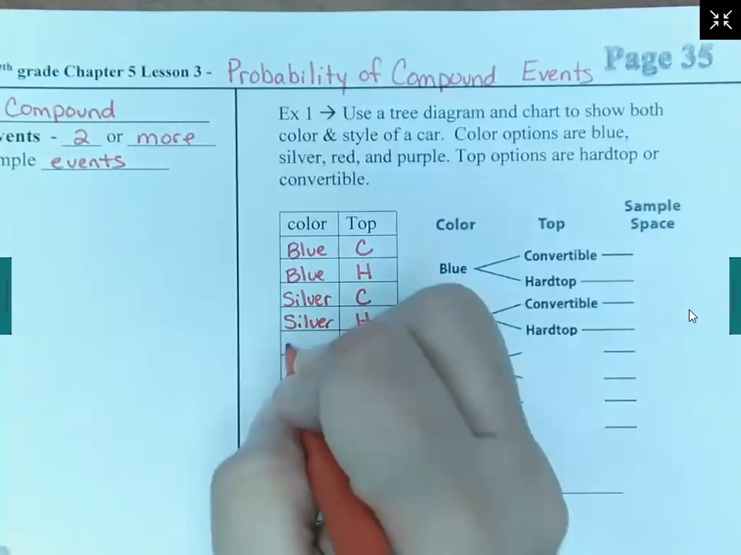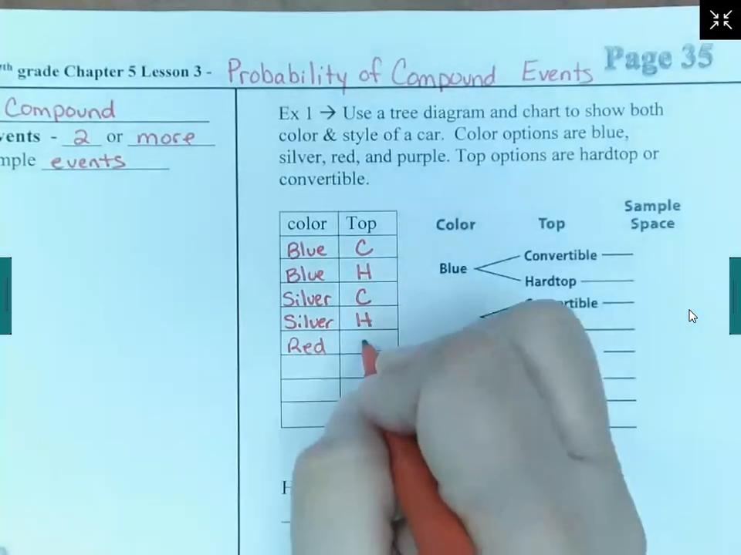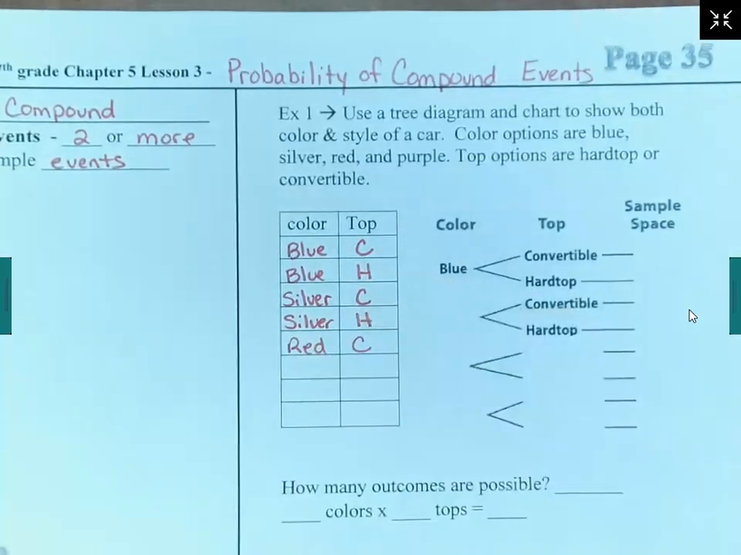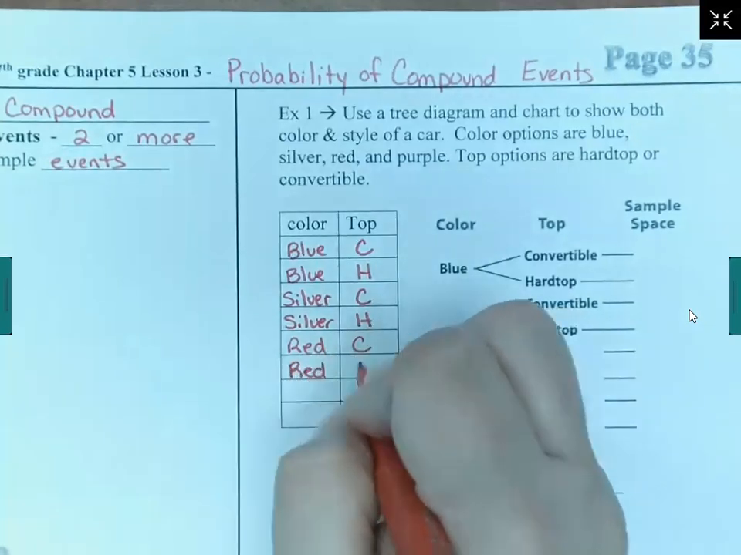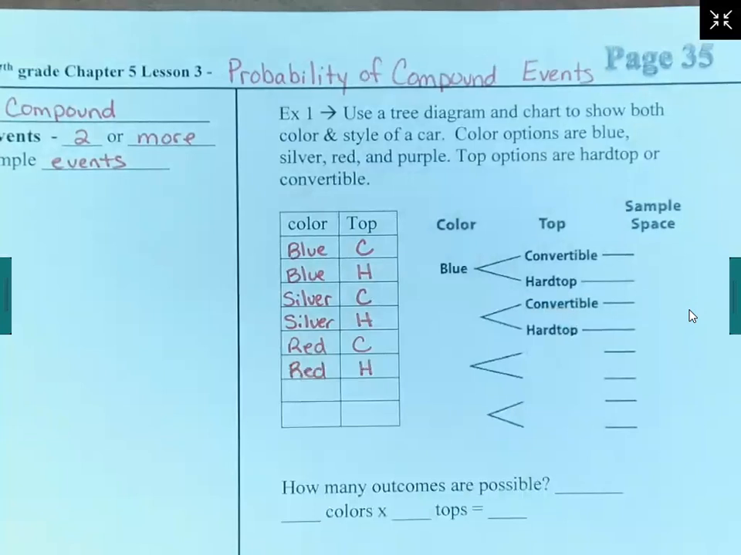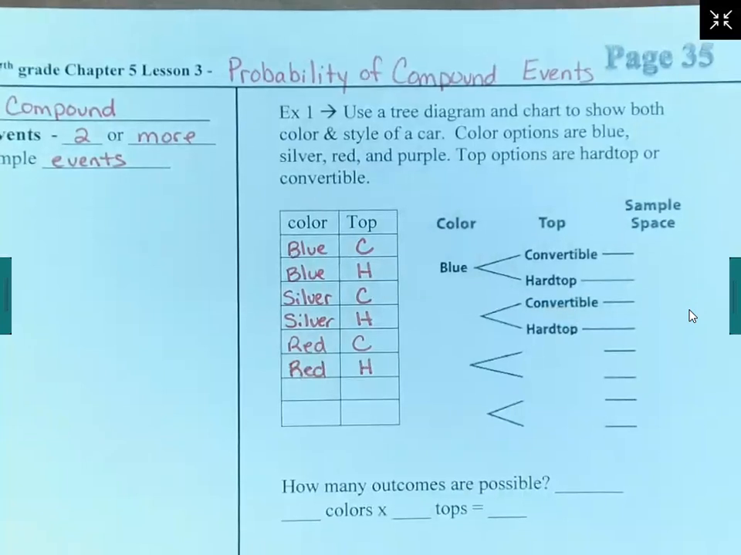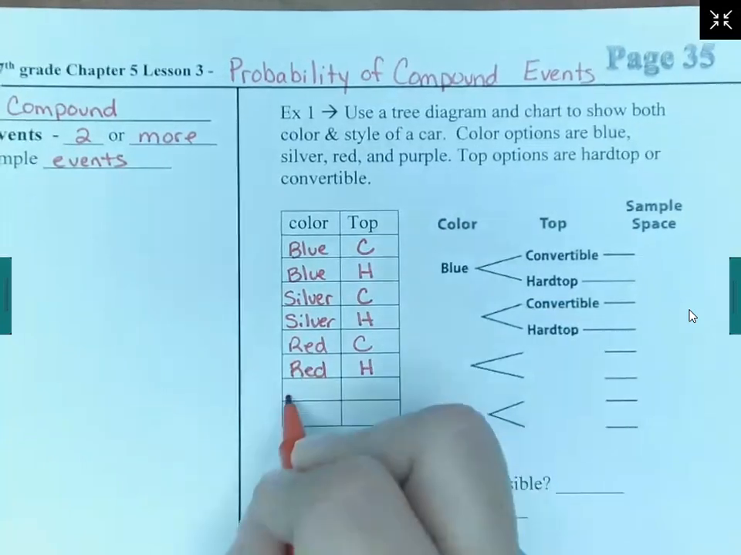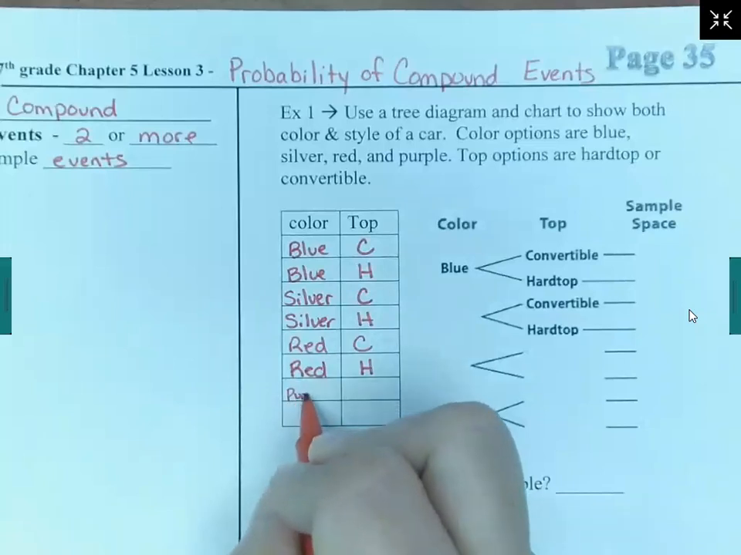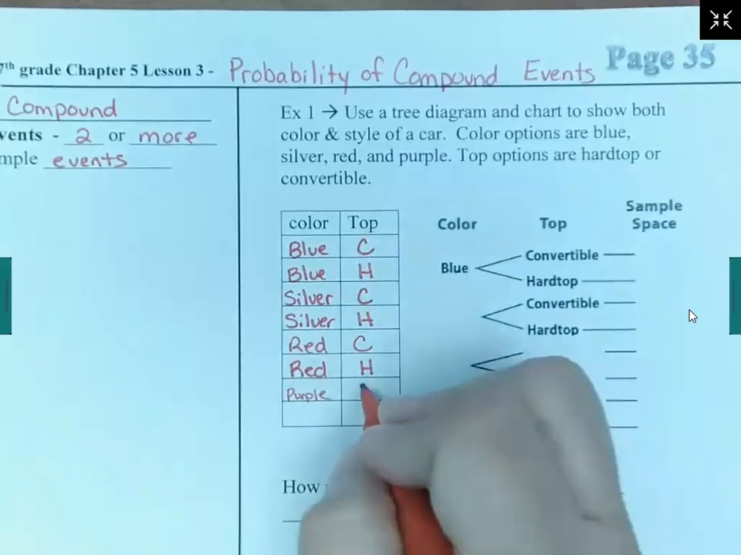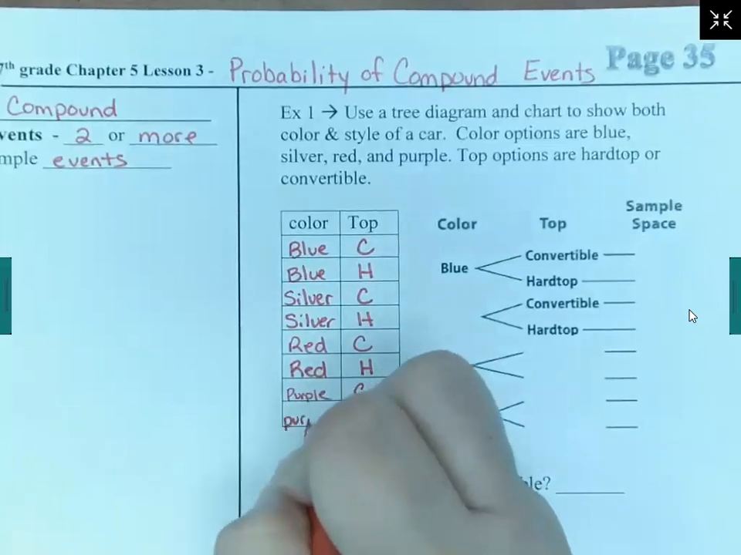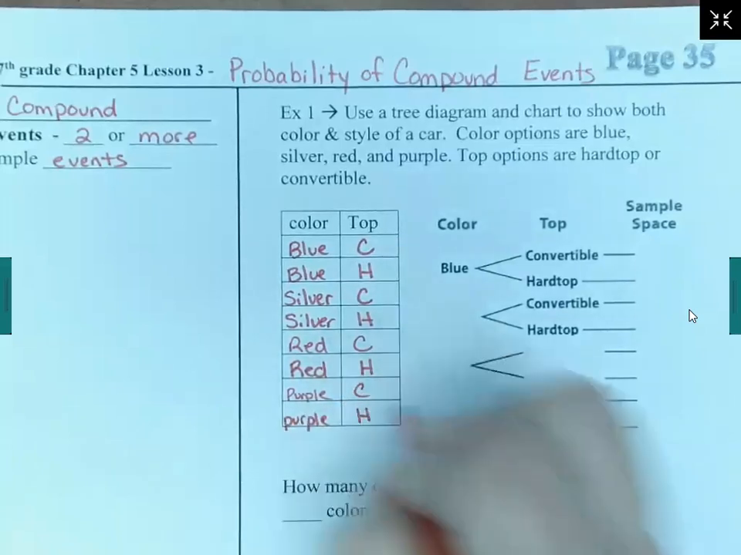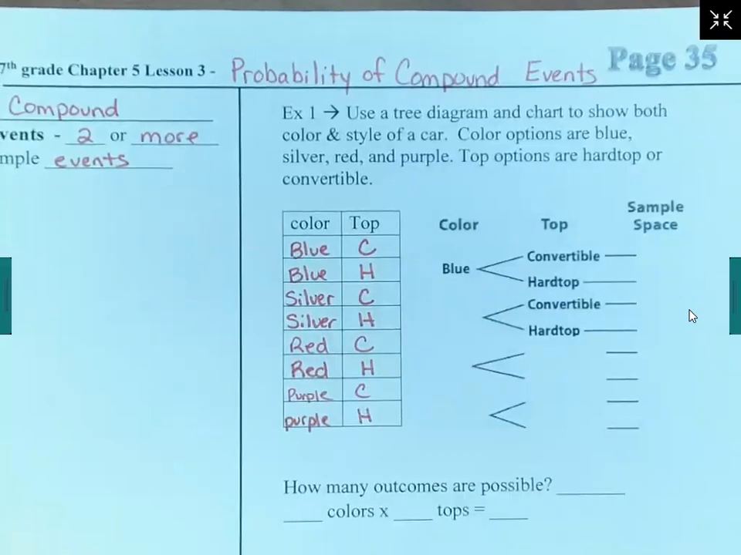Josh. Red. So red convertible, that would be my pick. Or red hardtop. Elijah, what's the last option? Purple. Purple convertible. I would never pick that. Or purple hardtop. That's a list. What we did was make a list. That's one option.